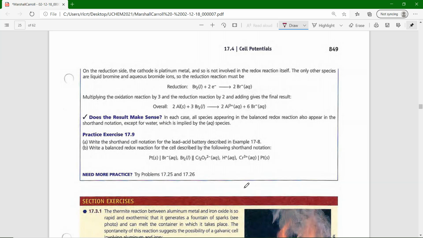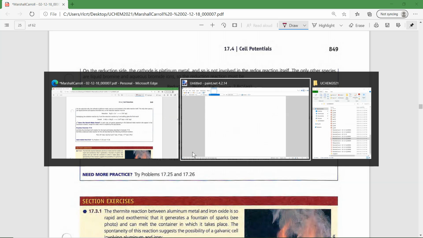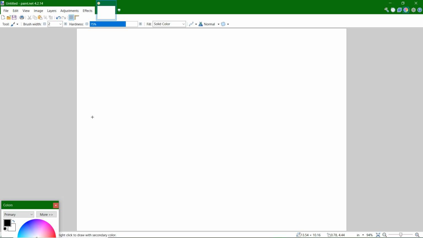Okay, so let's get some more room here. Go to a blank page. So we got Br minus is oxidized to Br2 plus 2 electrons. Okay, so that's the oxidation half reaction.